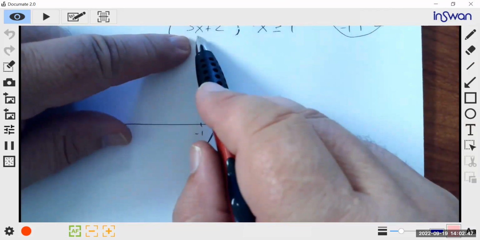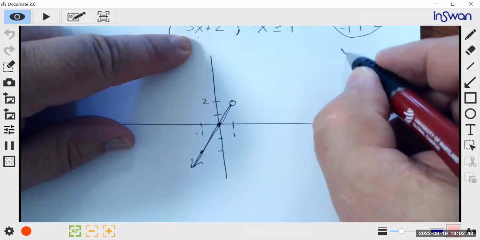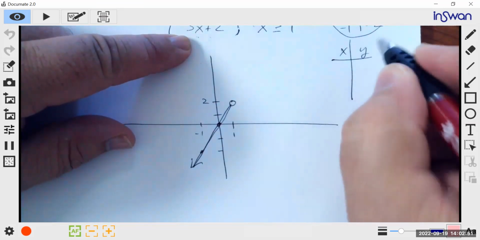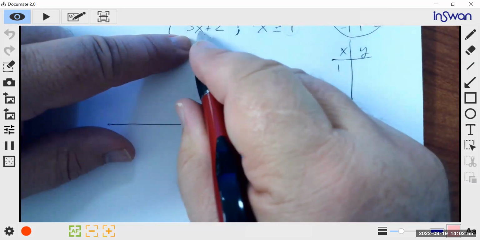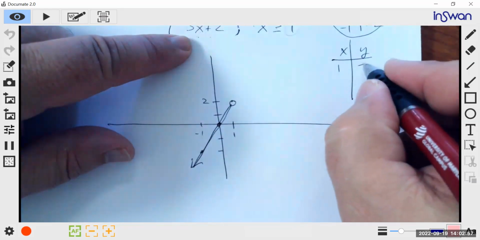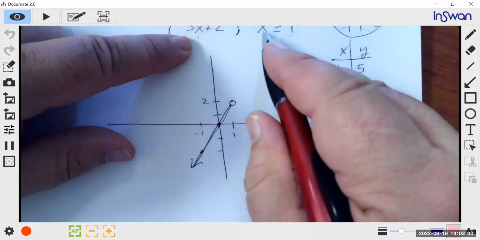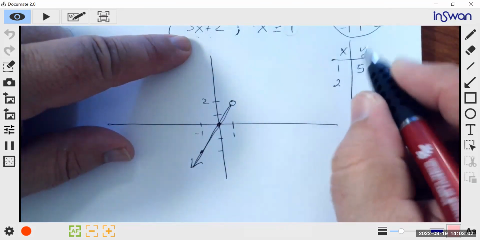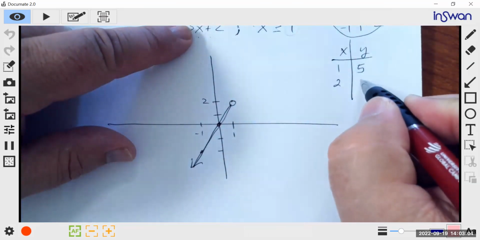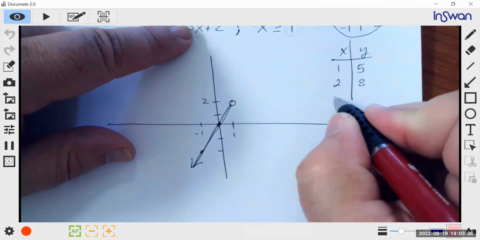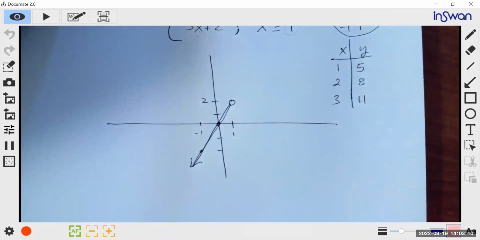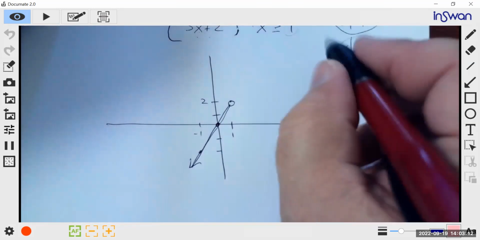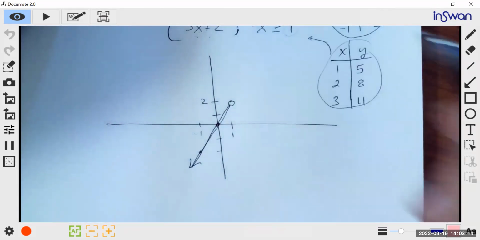Now we know the second one's a line also. So we plot some points there. Start off at 1. When x is 1, 3 times 1 is 3, plus 2 is 5. And x gets bigger. Next one's 2. 3 times 2 is 6, plus 2 is 8. 3 times 3 is 9, plus 2 is 11. So for the second equation, I plot these points.